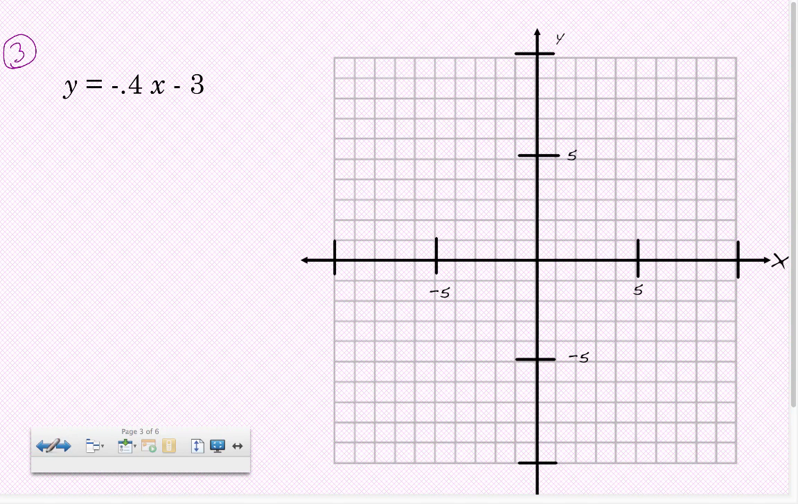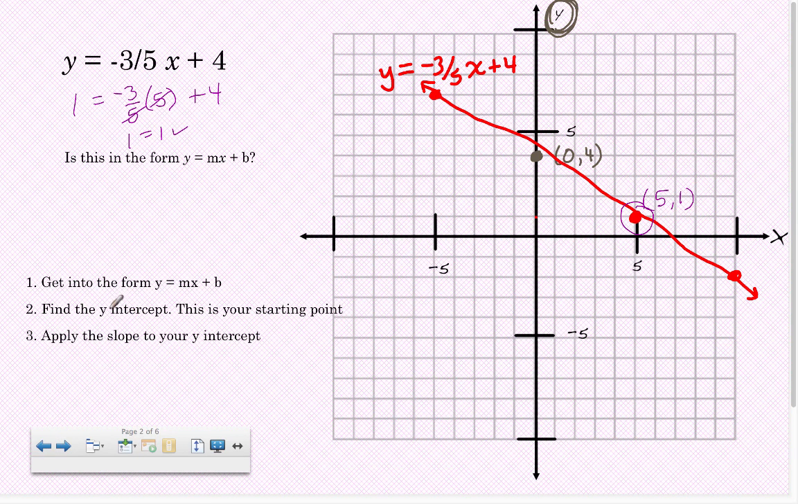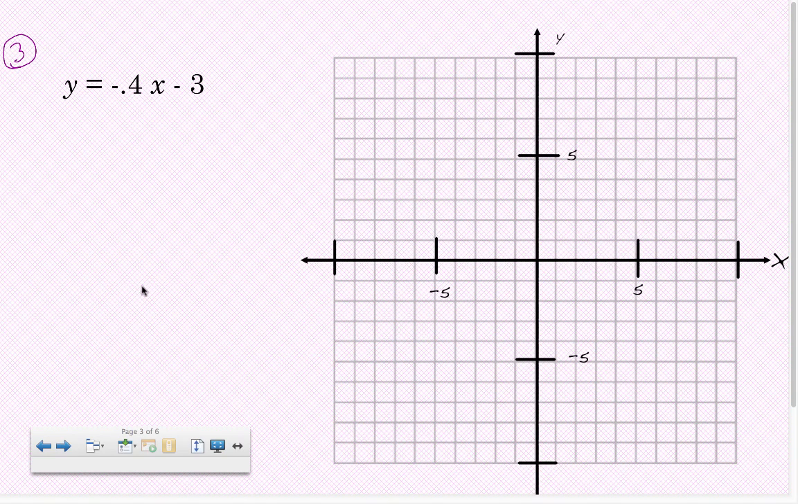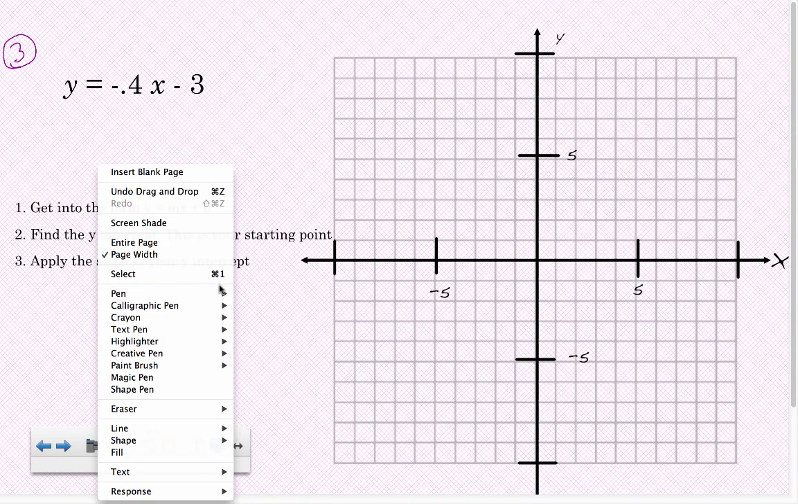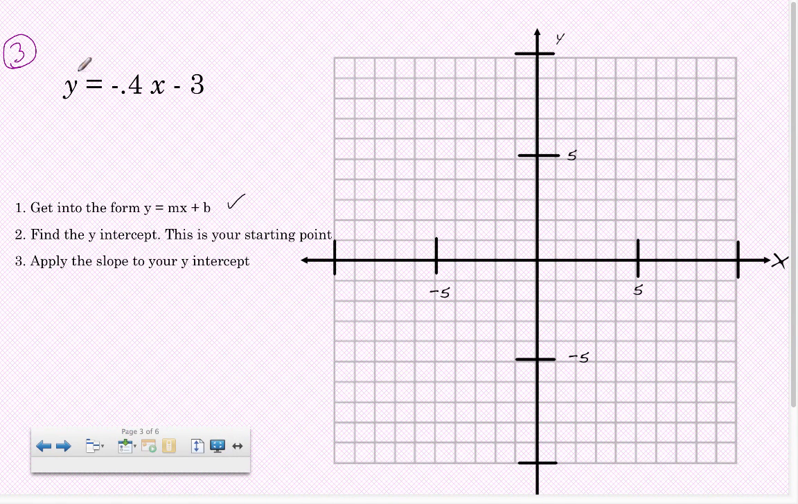So how about this one? I'm going to re-grab my steps, and I'm going to go through my steps. Is this in the form y equals mx plus b? Yes, it is. Y equals mx plus b. Beautiful. Find the y-intercept. This is your starting point. There's my y-intercept. This time I'm starting at -3. Apply your slope. Well, now my slope is -0.4.